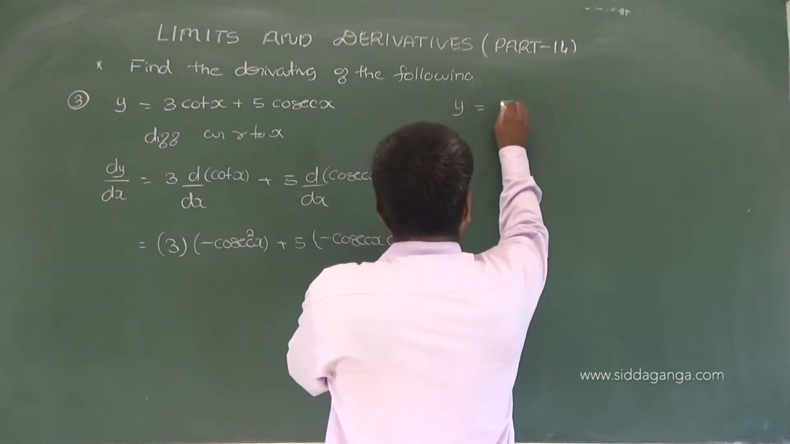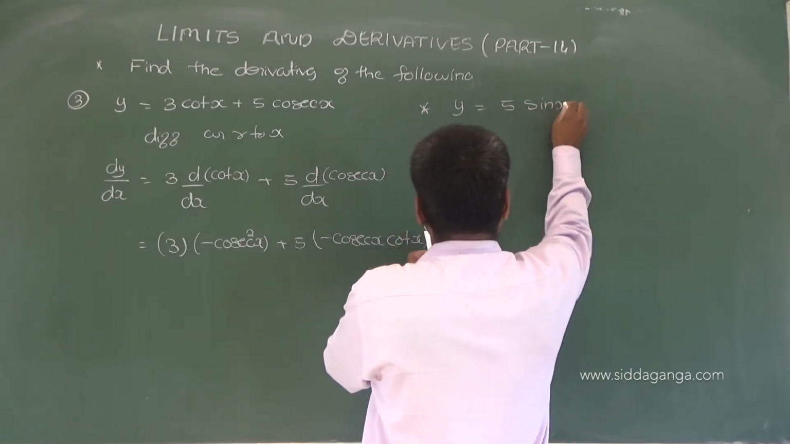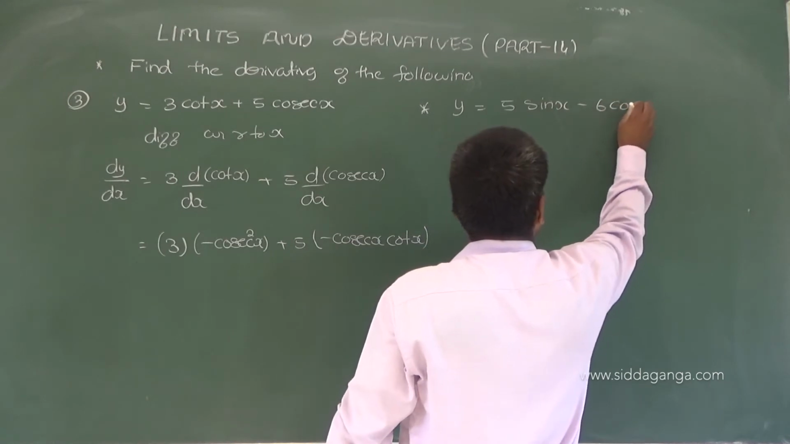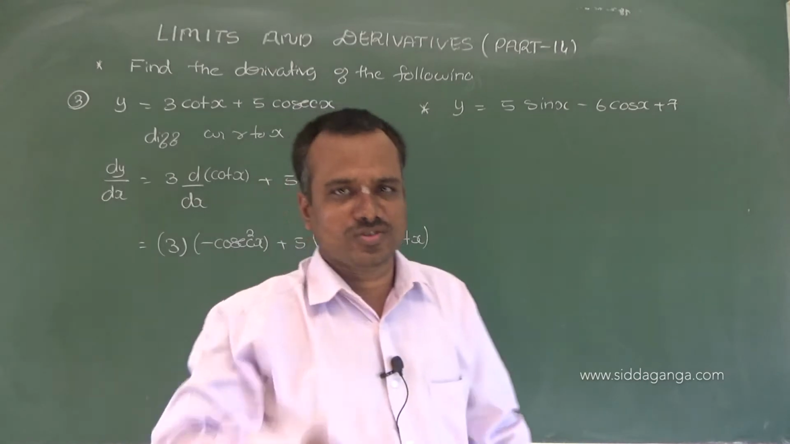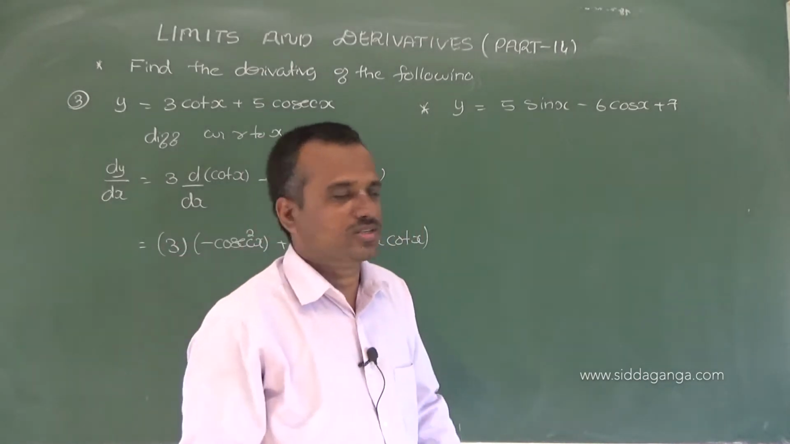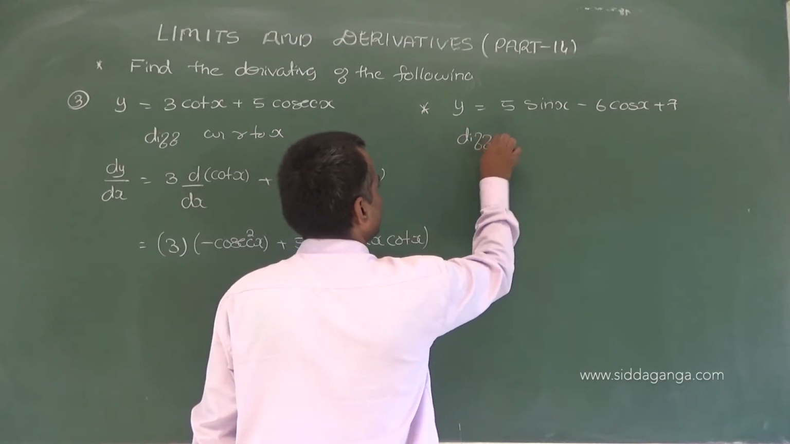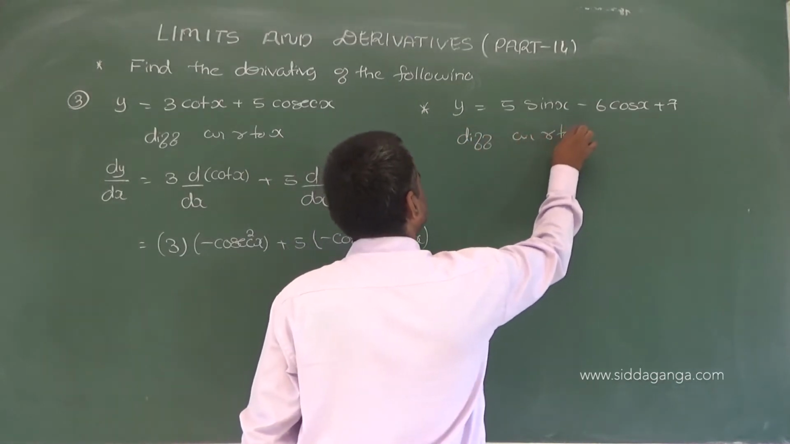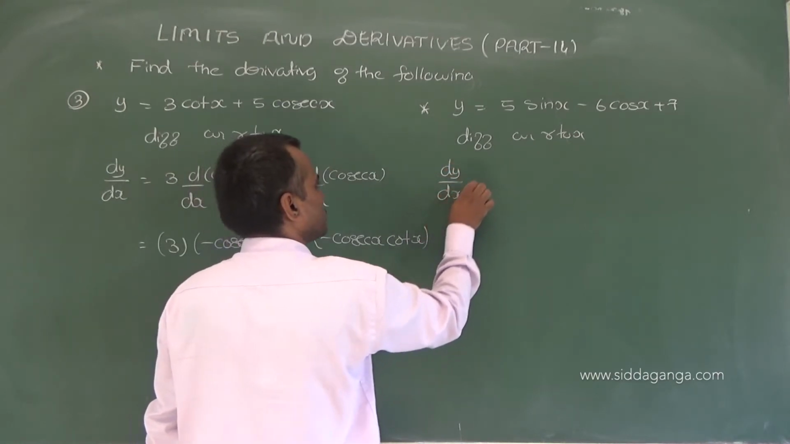y is equal to 5 sin x minus 6 cos x plus 7. Very interesting problem. Differentiate with respect to x. dy by dx.